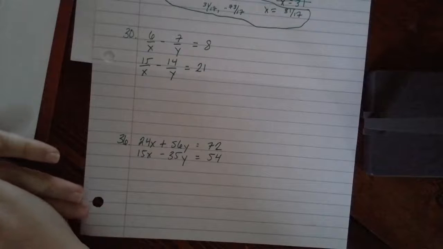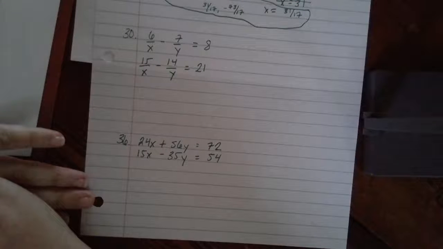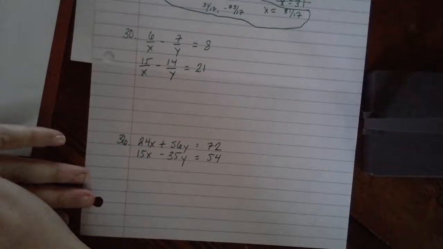Hey team, here we go. I'm going through these fast. Even though number 30 terrifies me, I don't like variables in the denominator. Did I mention? Okay, but we're going to do it. Here we go.